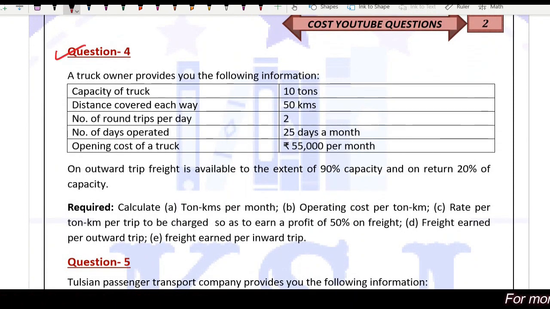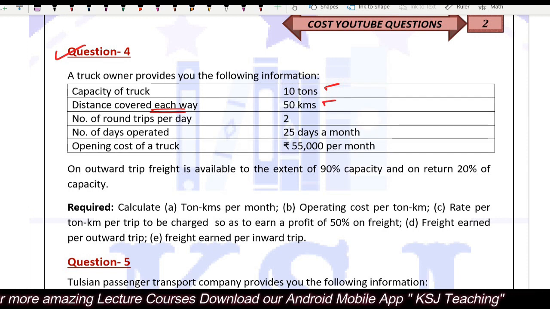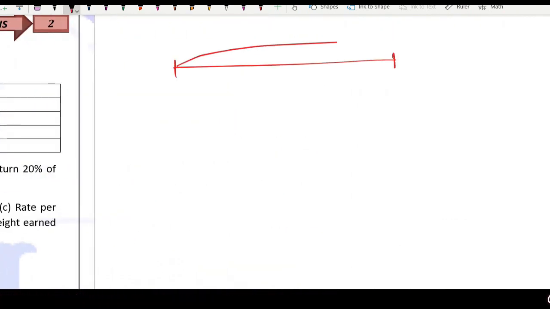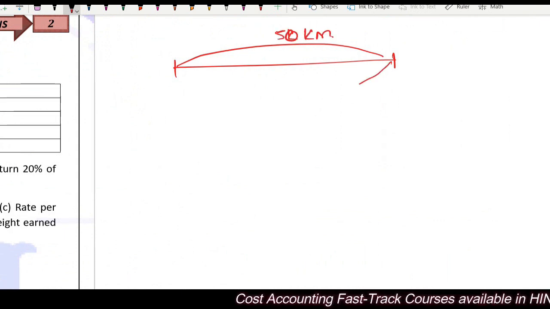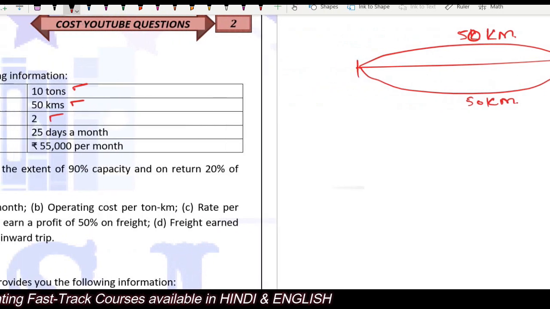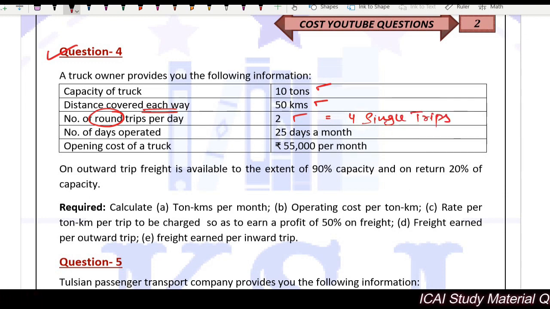A truck owner provides you the following information. Capacity of the truck is 10 tons, right? Distance covered each way is 50 kilometers. Number of round trips is equal to 2. Now what he's saying, if these are the two locations, one way it is 50 kilometers. Now this is a single trip. You are coming back for a round trip, again 50 kilometers you are traveling. So 2 round trips means 4 single trips, because 1 round trip is equal to 2 single trips.